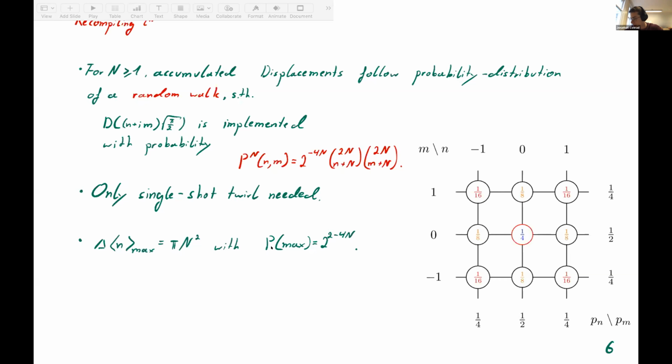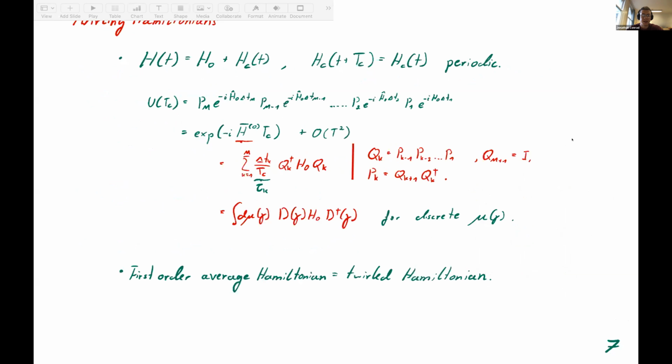Okay, so this is the part about twirling. And finally, I want to come to this technique of twirling Hamiltonians. To twirl a Hamiltonian, let's look at a Hamiltonian that has some base part. This is a static Hamiltonian, and I'm going to modulate this system using a time periodic control Hamiltonian with some periodicity Tc.